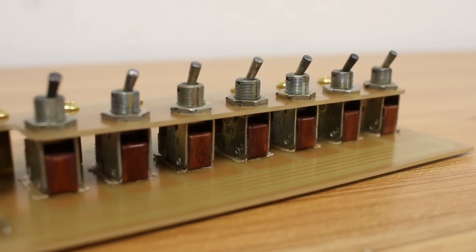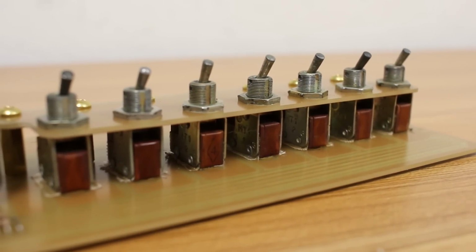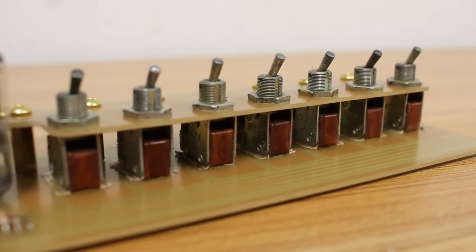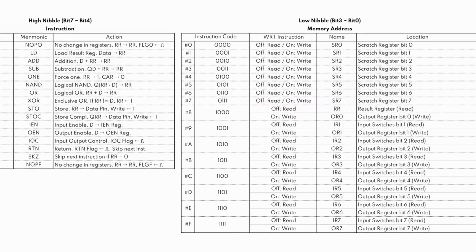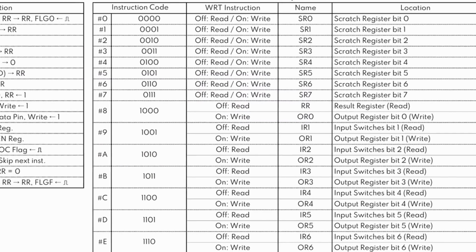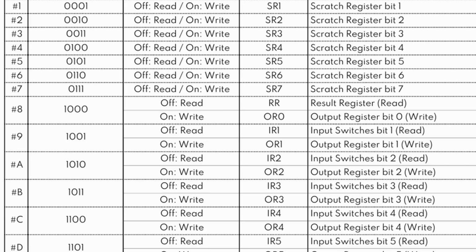The reason I'm doing this is because there's only 7 external inputs that I can read from. That 8th input is actually a loopback of the result register. The first toggle switch that we can read from the input register is at memory address 1001. So I'm loading from 1001 and storing to 1000. That's how we're getting this kind of double light thing showing up.